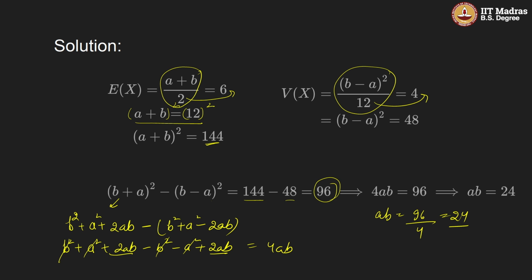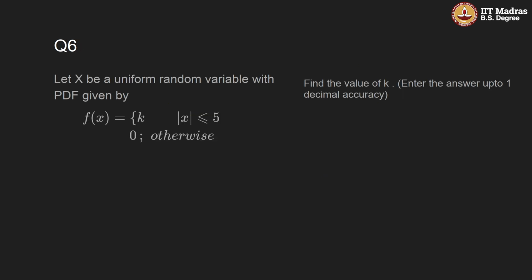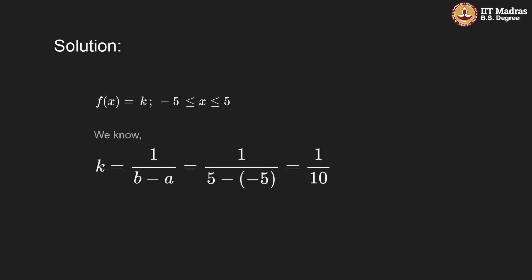Fine. Now question 6. Let x be a uniform random variable with PDF given as this. So we have been given the PDF. Here the mod of x is less than or equal to 5. If mod of x is less than or equal to 5, then we can write it as x going from minus 5 to plus 5, right? So we have to find out the value of k. Now let's see the solution.